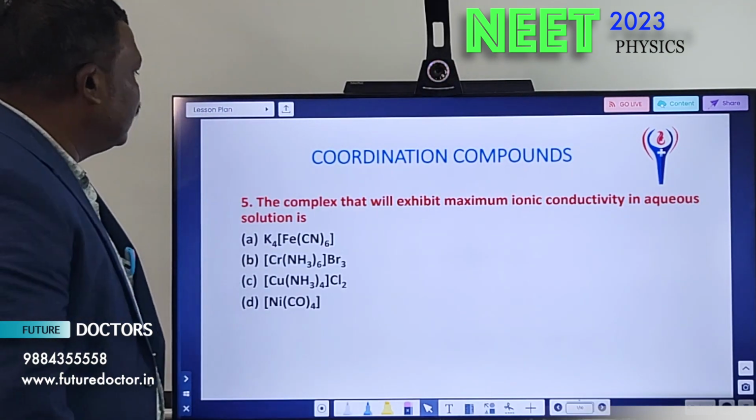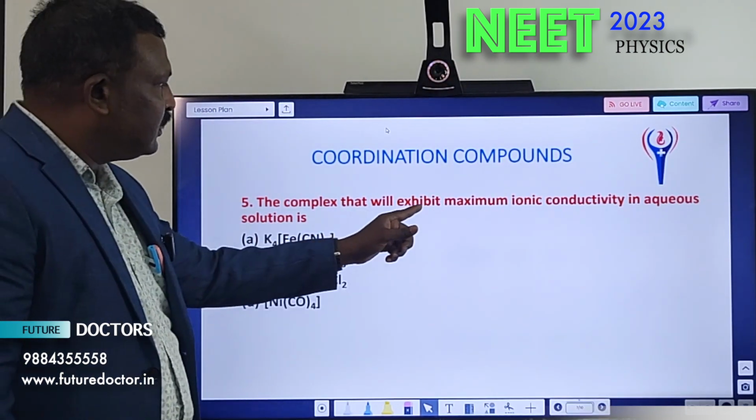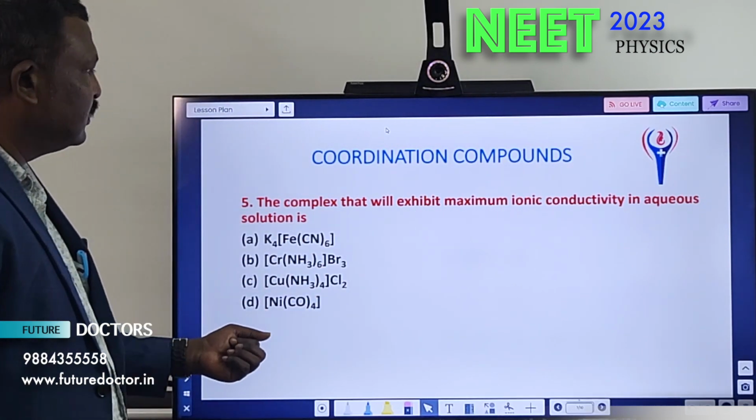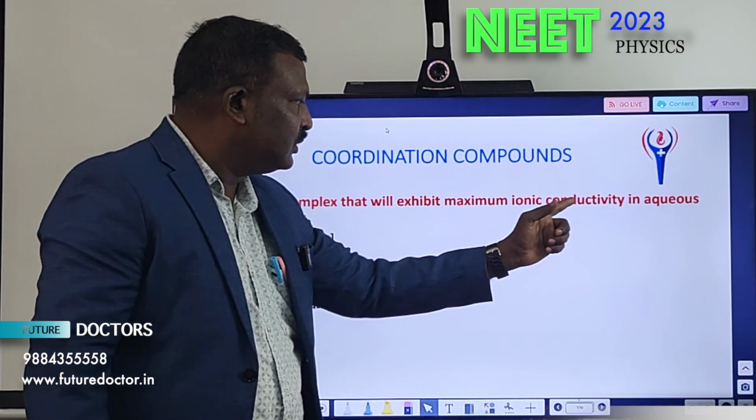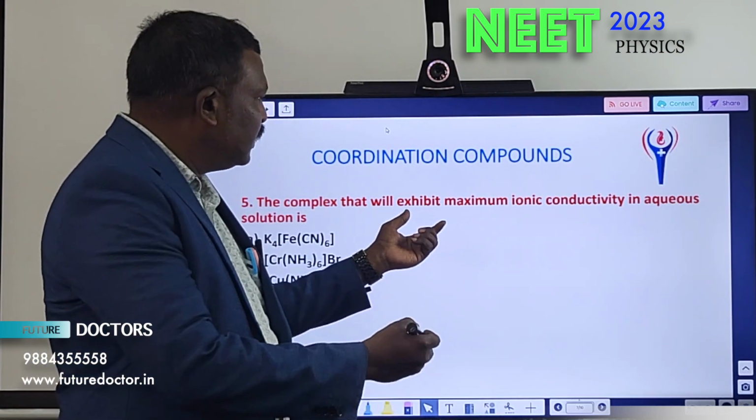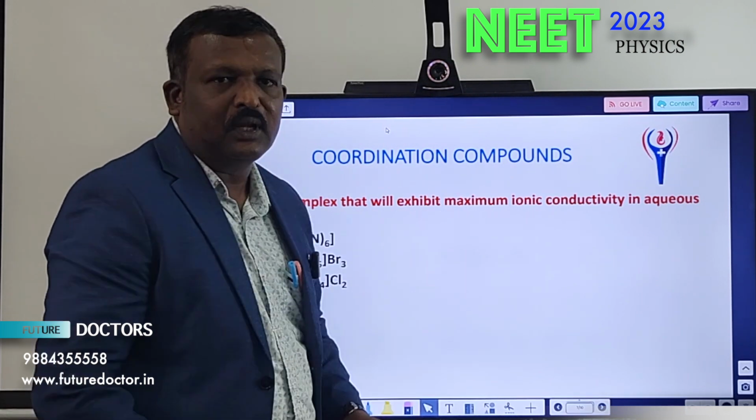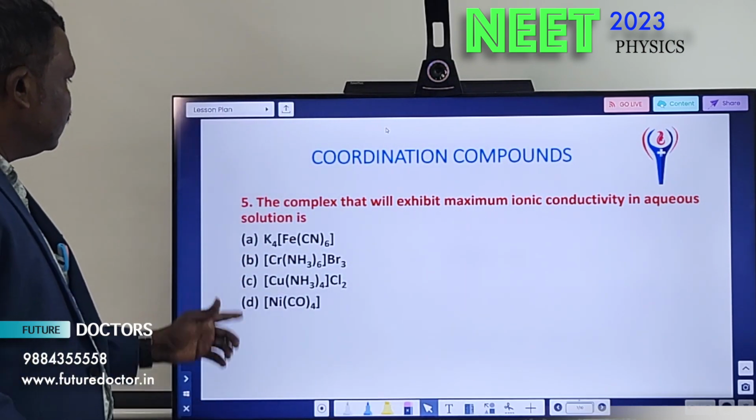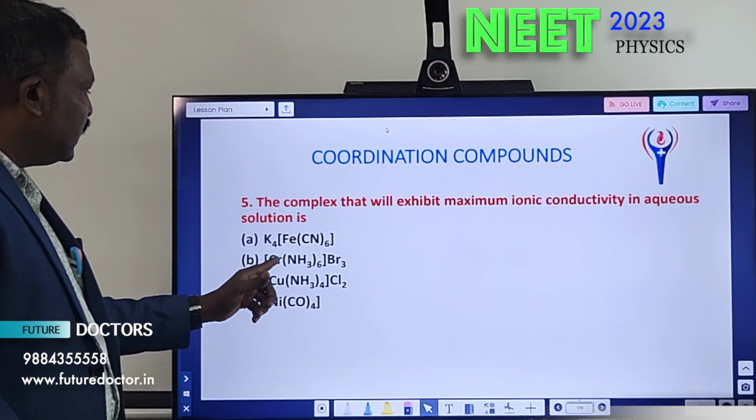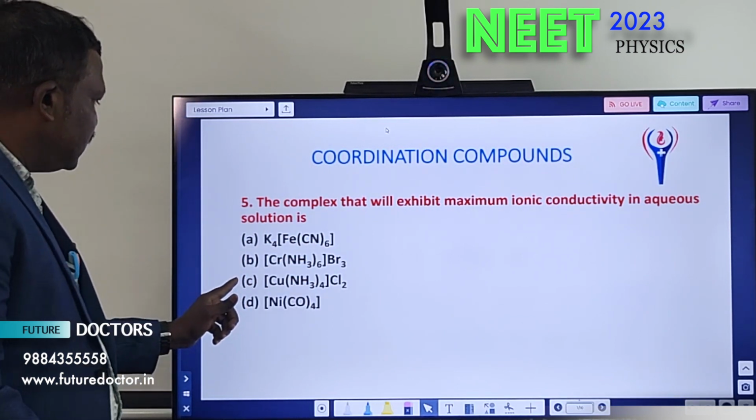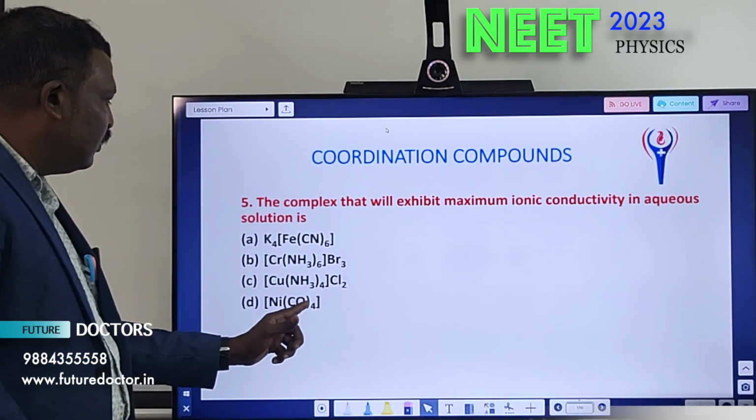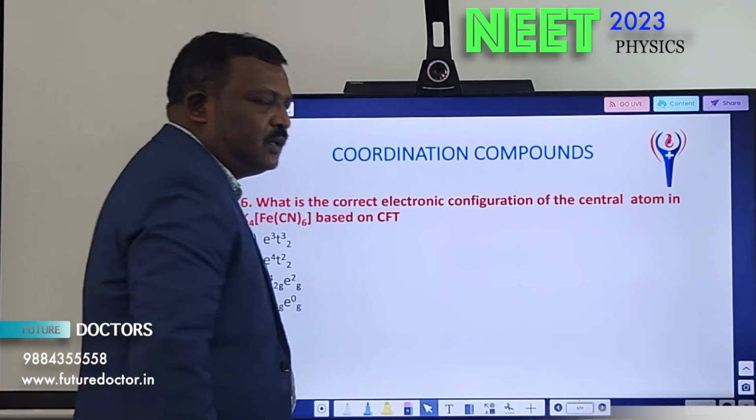Understood? Right. Fifth one: the complex that will exhibit maximum ionic conductivity in aqueous solution is, that is, which one conducts more. They're asking which complex has more conducting power. Option A K4[Fe(CN)6], option B [Cr(NH3)6]Br3, option C [Cu(NH3)4]Cl2, option D [Ni(CO)4]. Okay, next one, question number 6.